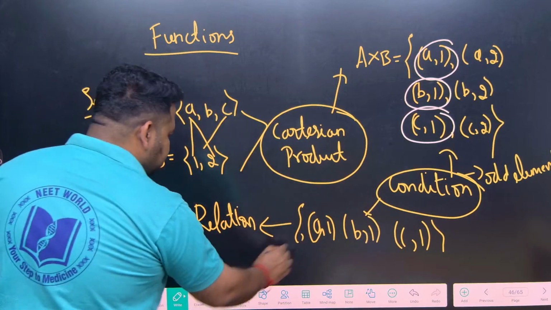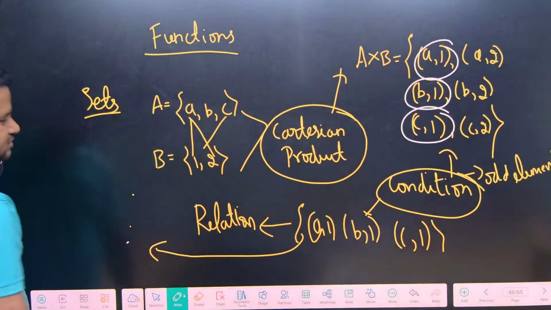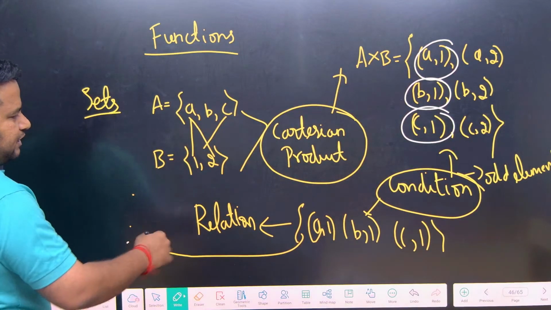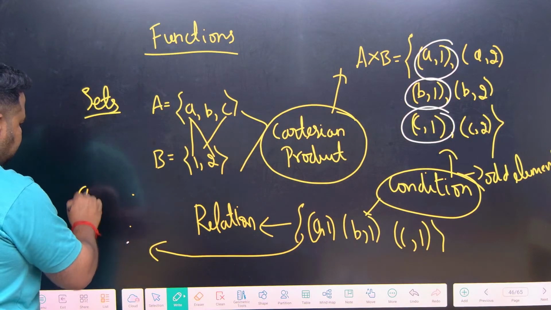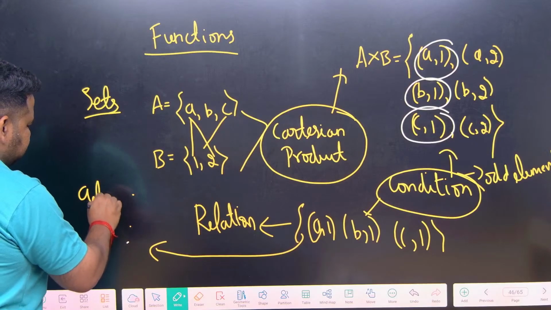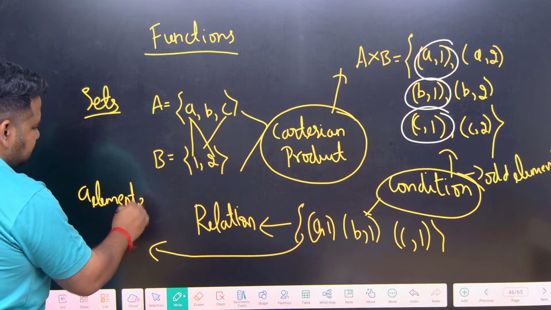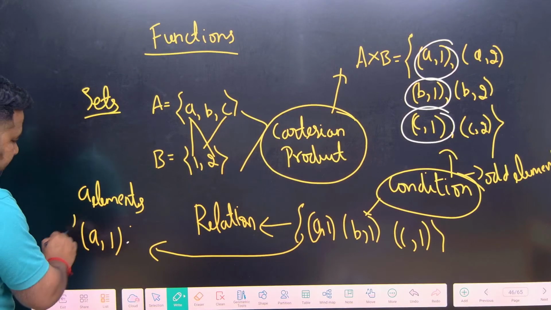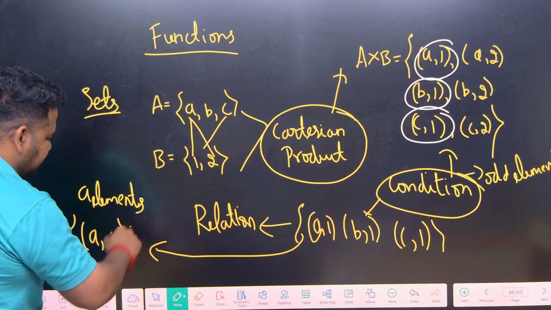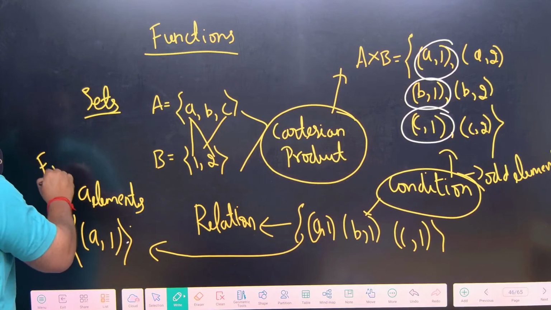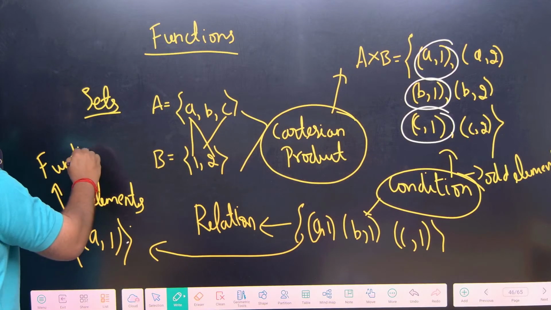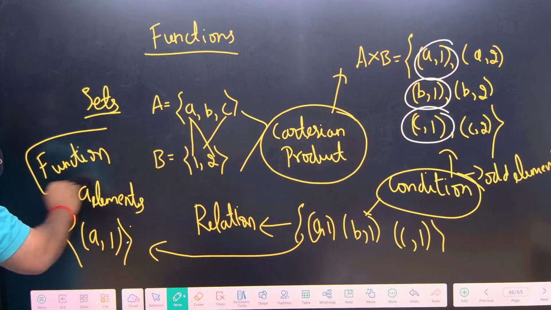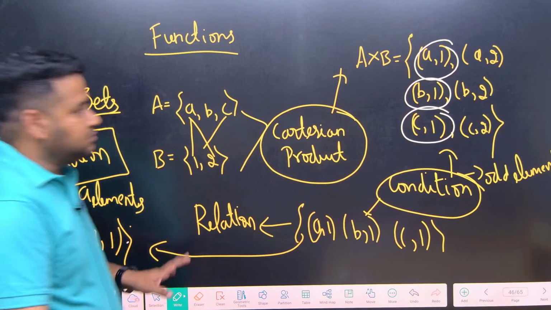Now let me apply some condition for this. What is the condition? I want only A elements. That means what will I get? Only A comma 1 I will get. I am applying the condition again. This is called a function. Ultimately what we get is called a function. Okay, so clearly let me put it in a flowchart way.